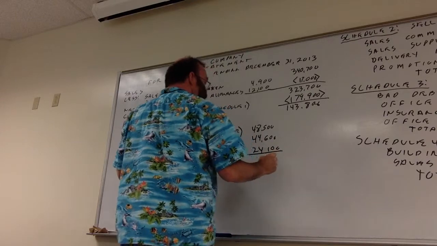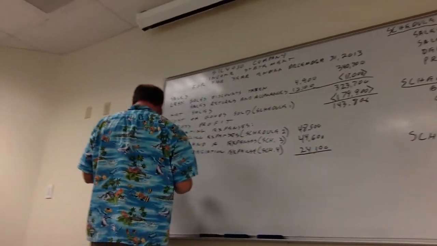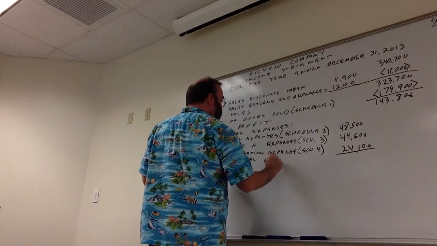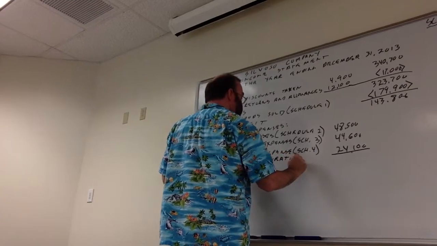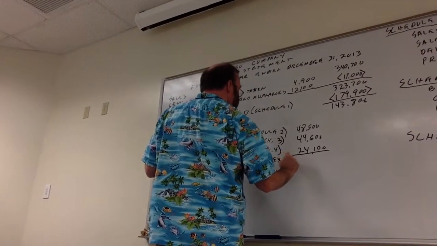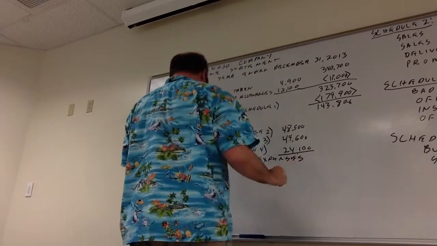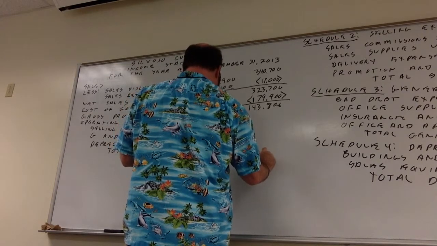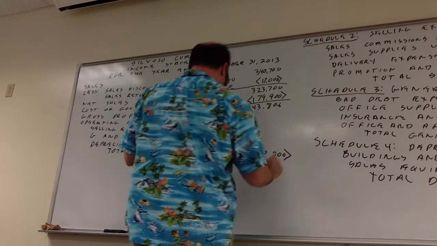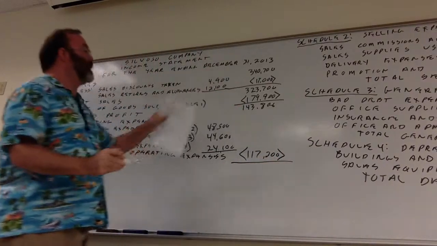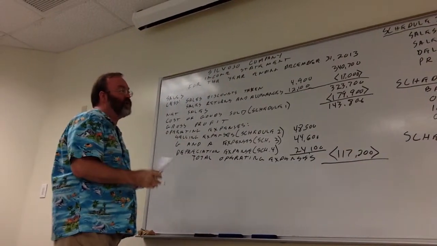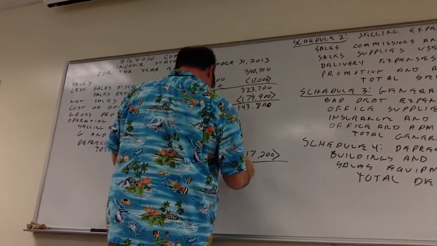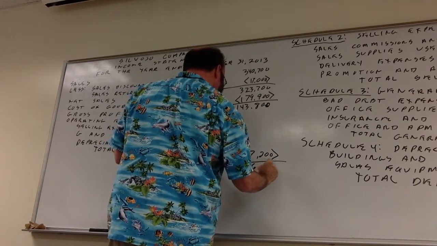Add all those together, and we get total operating expenses of 117,200. Subtract that from the gross profit subtotal, and we get operating income of 26,600.